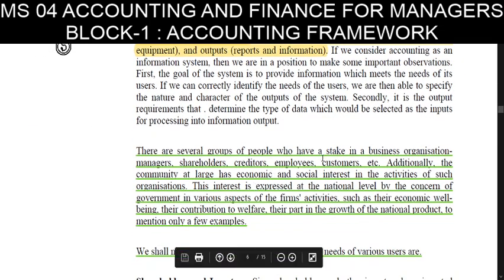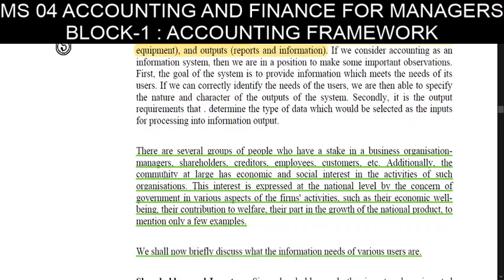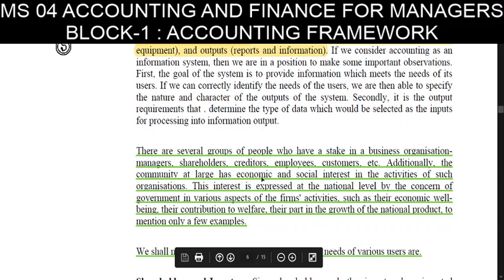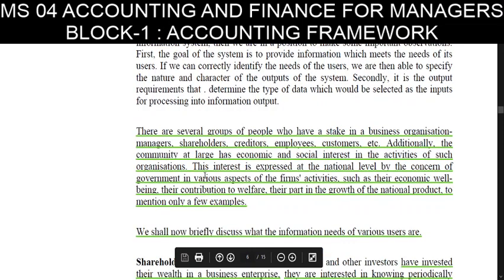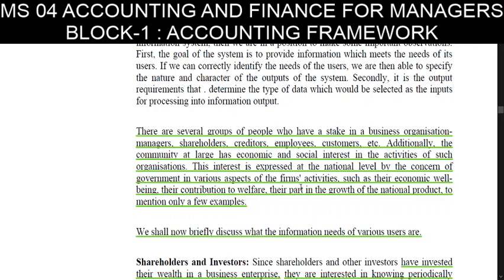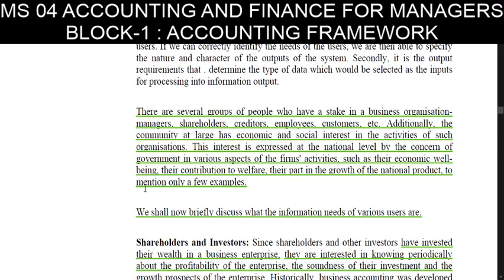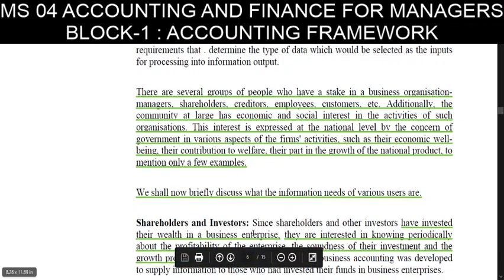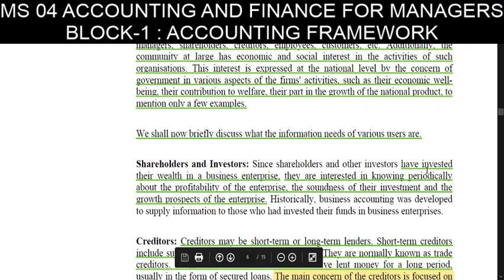There are several groups of people who have a stake in the business organization, like stakeholders are managers, shareholders, creditors, employees, customers. Additionally, the community at large has economic and social interest in the activities of such organizations. This interest is expressed at the national level by the concern of government in various aspects of the firm's activities, such as their economic well-being, their contribution to welfare, their part in the growth of national product, to mention only a few examples. Now we shall briefly discuss the information needs of various users.